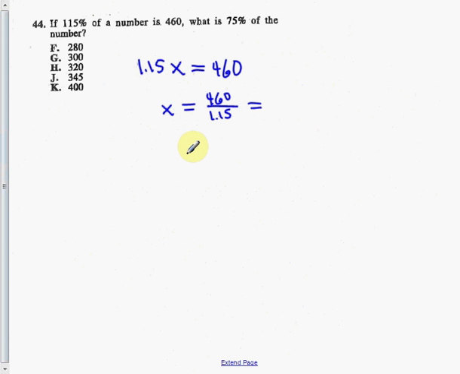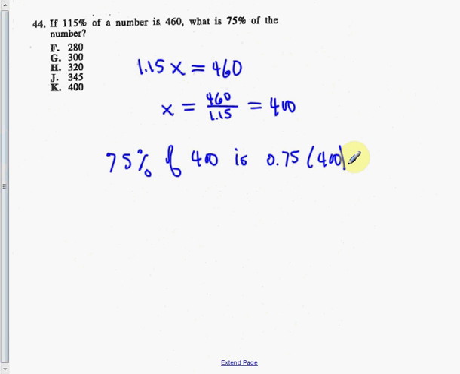How much is that? 400? I'm sorry, I can't hear you. Yes, 400, okay. But then it says, what is 75% of that number? So 75% of 400 is 0.75 times 400. Okay. What do you get there? Yep. Okay.